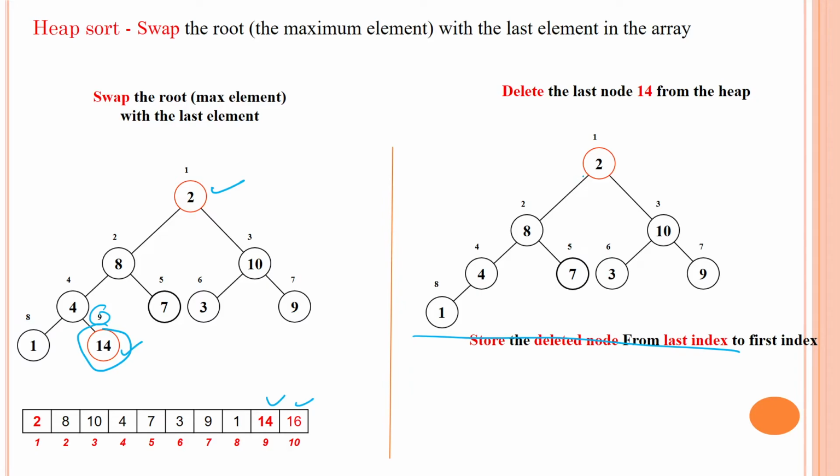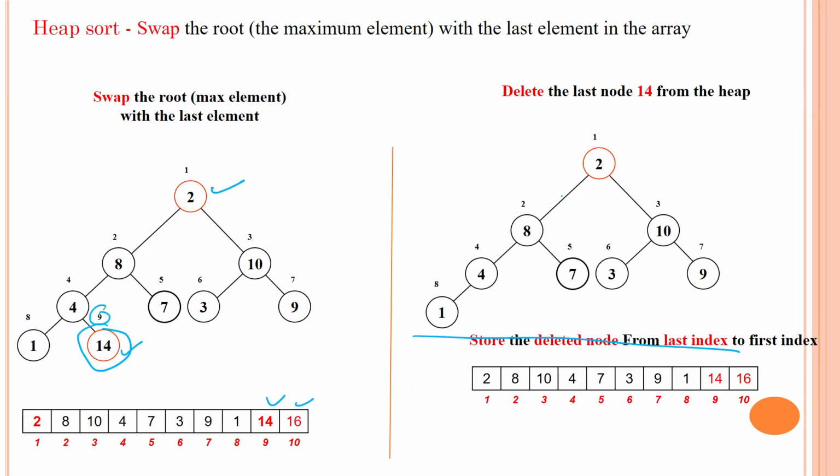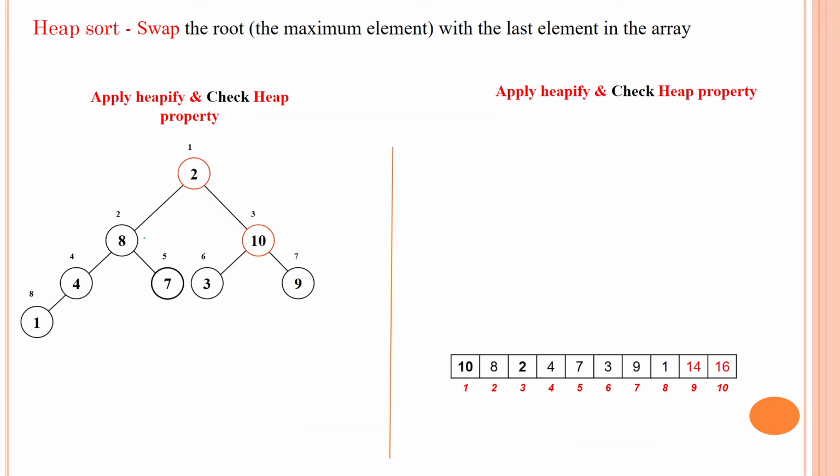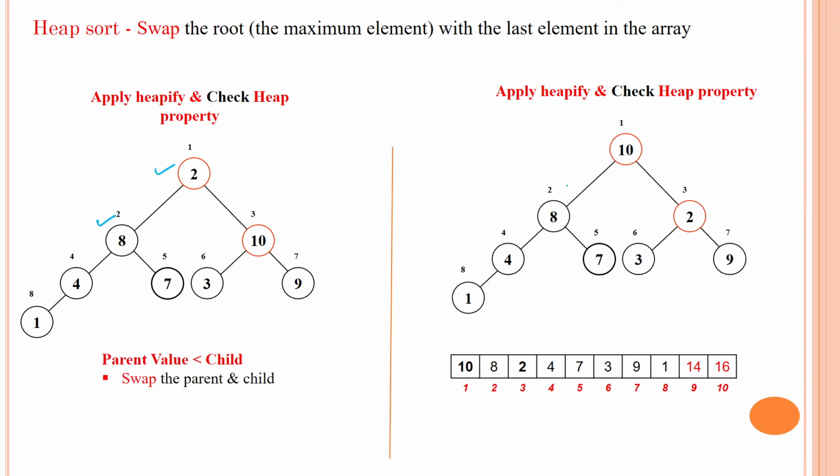So here again we have to check the heap property. When you are checking the heap property, 2 is the parent value less than the children, so we have to swap it. So here 2 and 8 has to be swapped. So after swapping, not 2 and 8, this is the highest value than this one, so 10 and 2 are swapping.